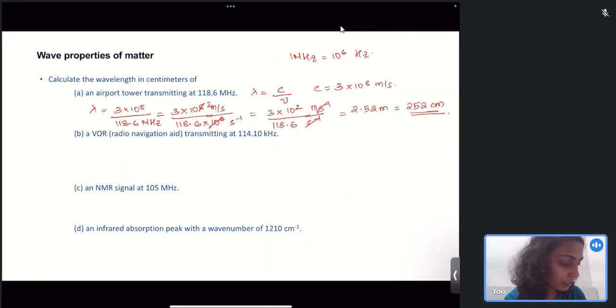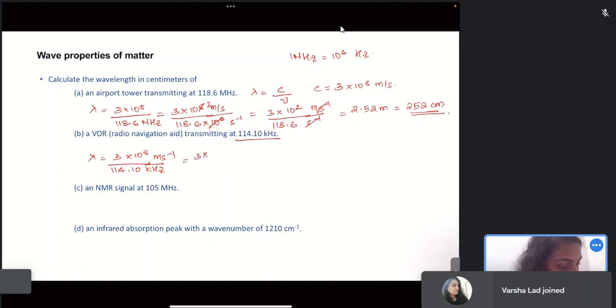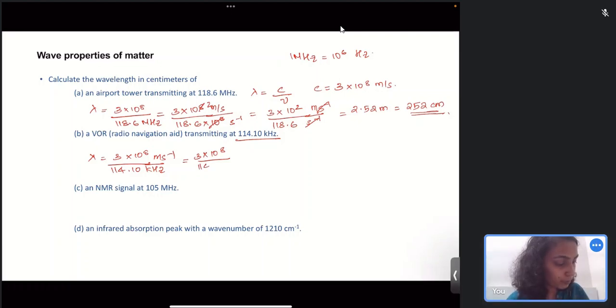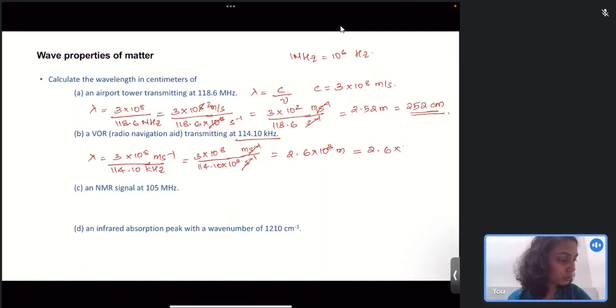The next question is to find the wavelength in centimeter for a radio navigation aid transmitting at 114.10 kilohertz. So lambda is going to be 3 into 10 to the power 8 divided by 114.10 kilohertz. One kilohertz is equal to 10 to the power 3 hertz, so this is 114.10 into 10 to the power 3 second inverse. We can cancel the units, and once you do the math, it will come to 2.6 into 10 to the power 3 meters, which corresponds to 2.6 into 10 to the power 5 centimeter.